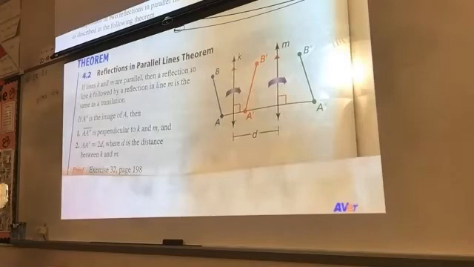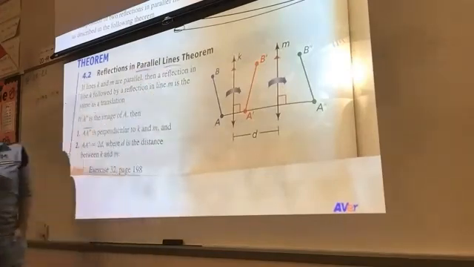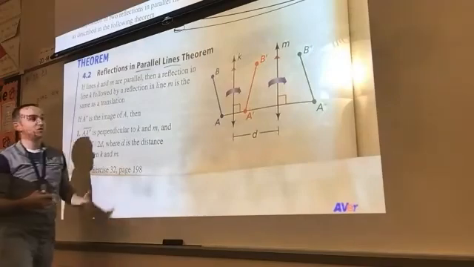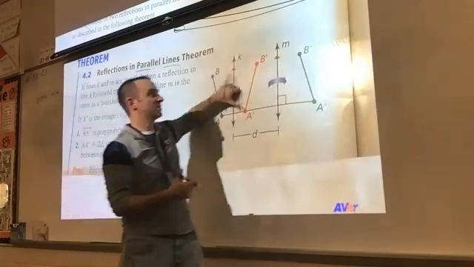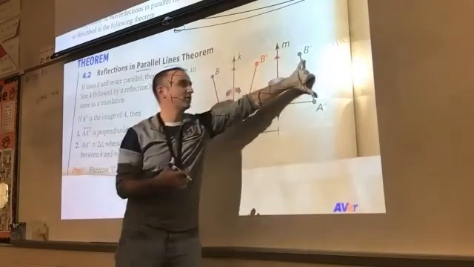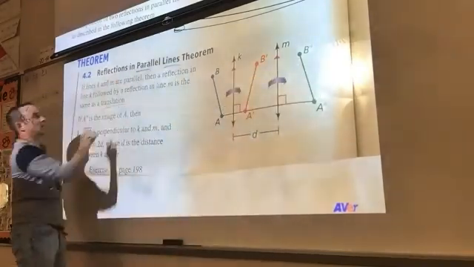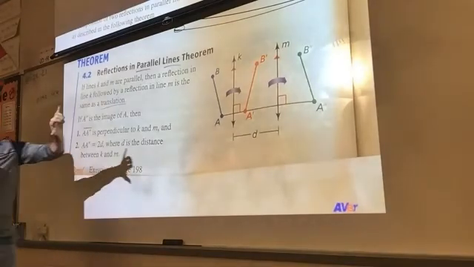Let me explain what's happening here first. We're talking about reflecting twice. Both of these theorems are talking about reflecting something twice over two different lines. This one, we're reflecting over parallel lines. If we do that, we reflect here, we reflect here, the end result is it looks just like a translation. If I reflect over parallel lines, it's going to end up looking like a translation. That is what our theorem is telling us.